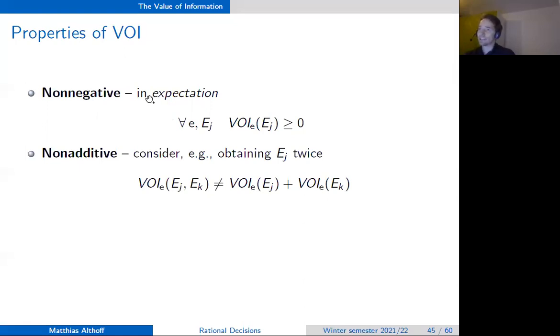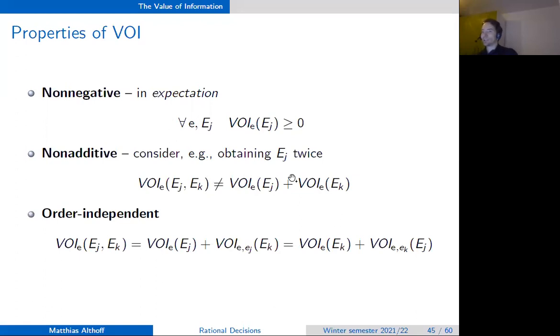It's also non-additive. So you cannot take the value of information and add the value of information again, let's say for the same evidence. Because if somebody tells you there is no avalanche on this dirt road, and you take a second satellite report, then the second time you ask for the same report, it has no value anymore. So you cannot just add up these values.